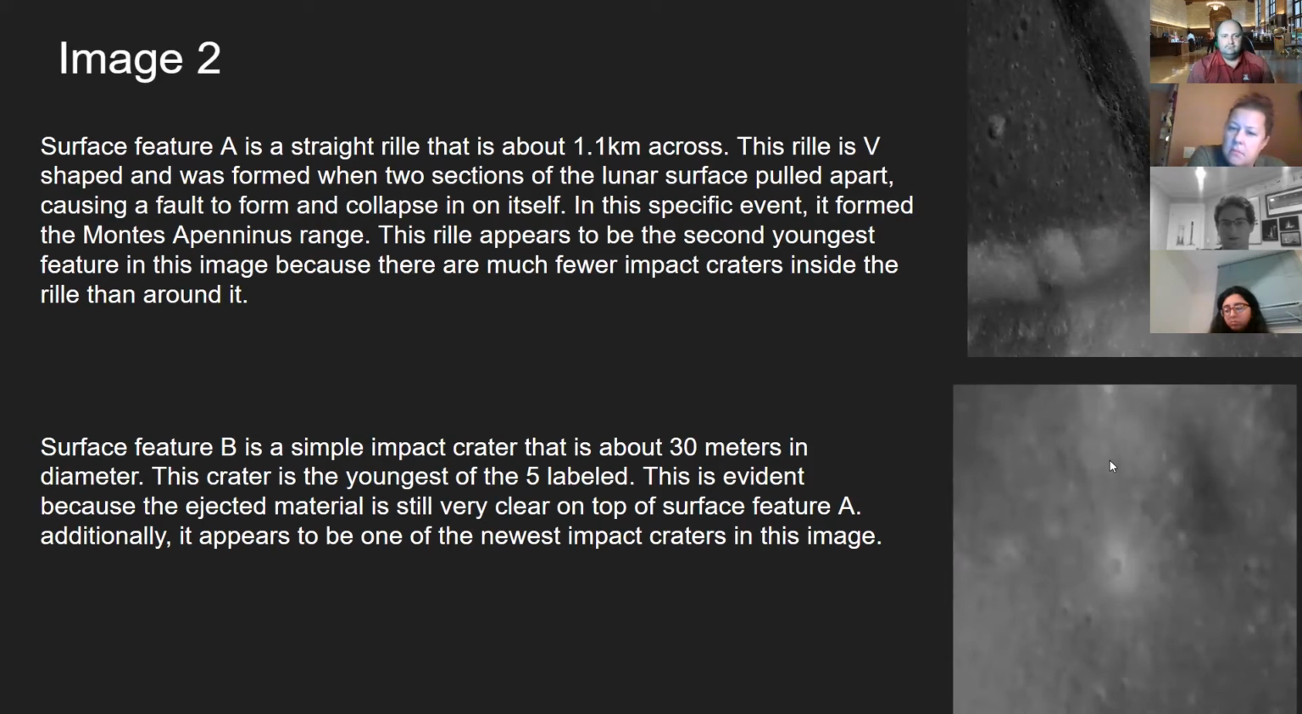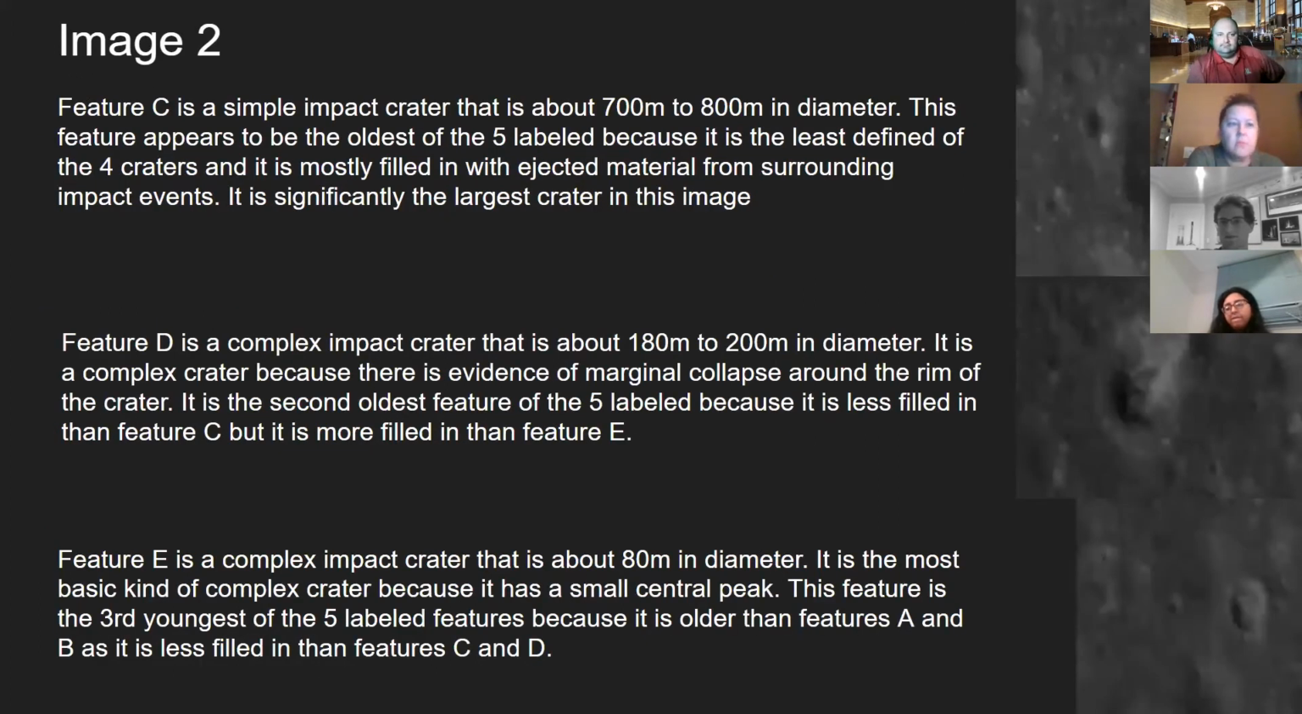Surface feature B is a simple impact crater that's about 30 meters in diameter. It's the youngest of the 5 because you could see the ejected material surrounding it. And it's really clear compared to the surrounding area if you look at it here. So feature C is an impact crater that's 700 to 800 meters in diameter. It's the oldest of the 5 labeled features because it's the least defined. It has a lot of ejected material inside it and a few impact craters.